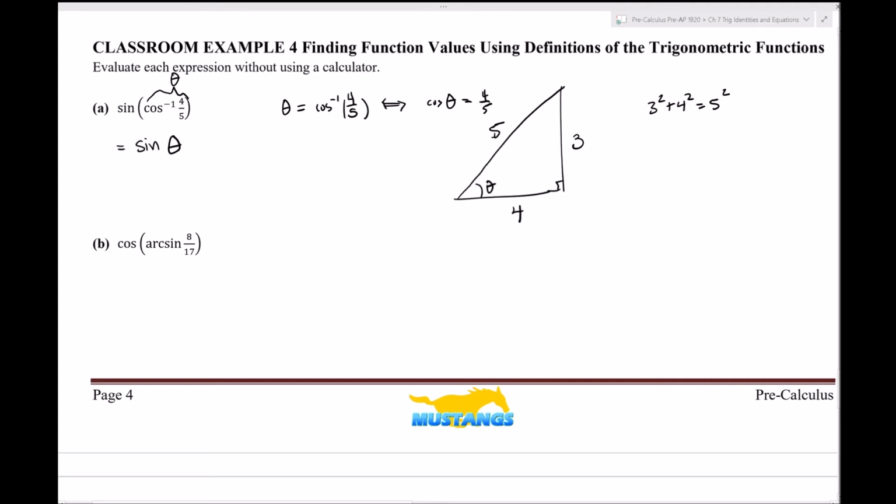So then we want sine. Sine of theta is just equal to the opposite over the hypotenuse, 3/5. And that's it for this problem. These are kind of simple if you use a right triangle. So then we do this again for this particular problem. What's cosine of arcsine of 8/17? So again, you draw a right triangle.